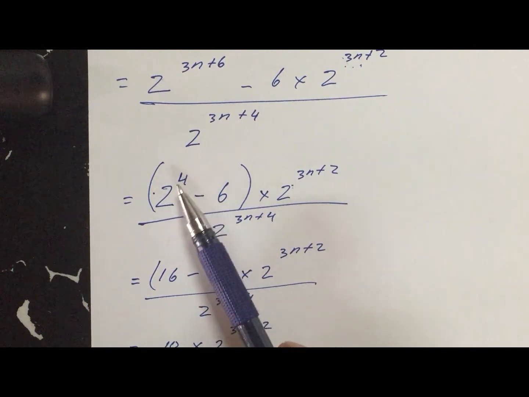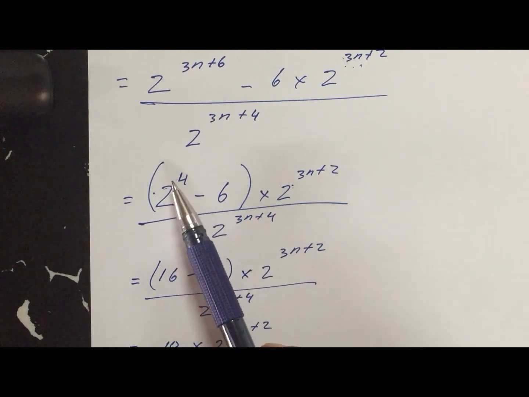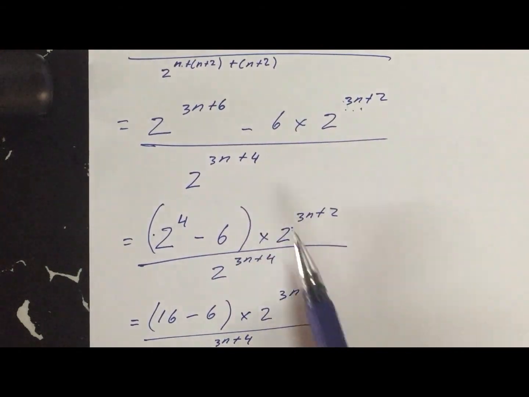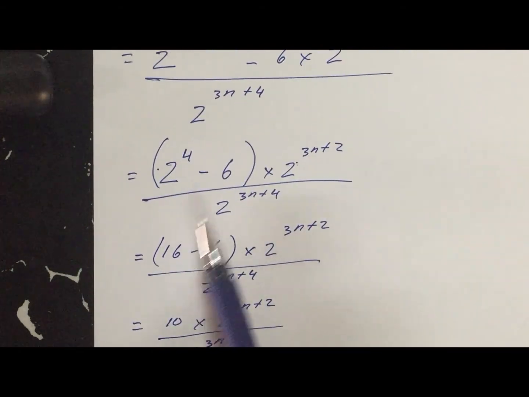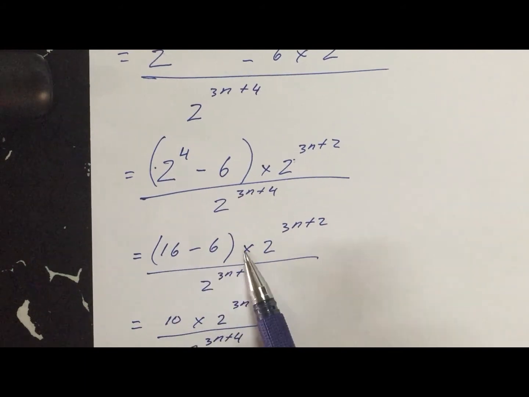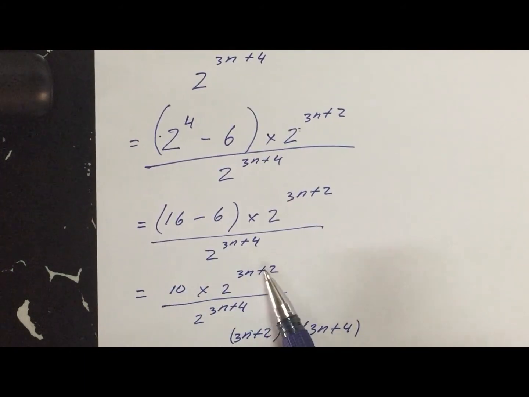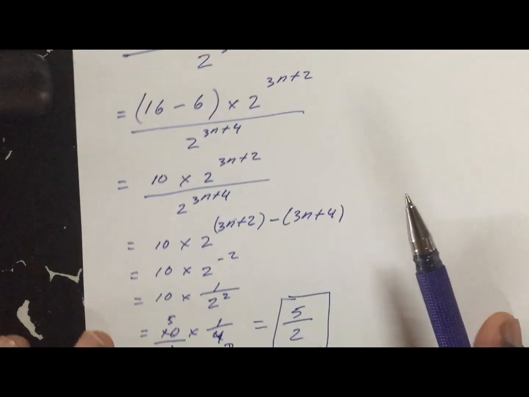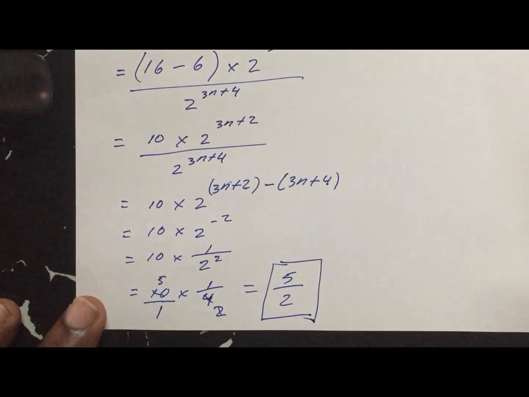So we have 2 to the 4. The bases will be the same and the powers will add. So you have 4 and 2, 6, and we end up back with our 3n plus 6. So we further simplify this. We have 16 minus 6, and we further group and simplify. And ta-da! 5 upon 2.